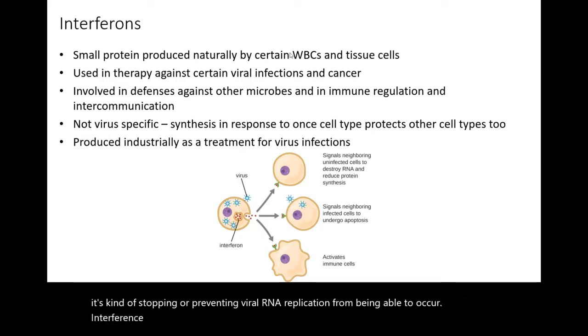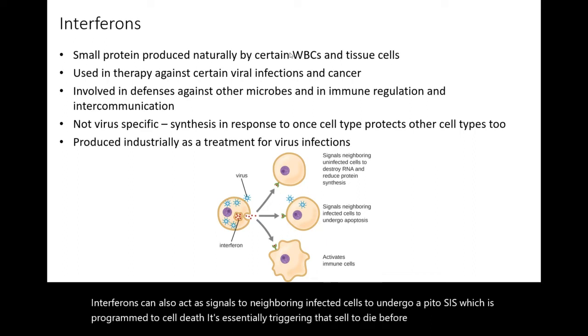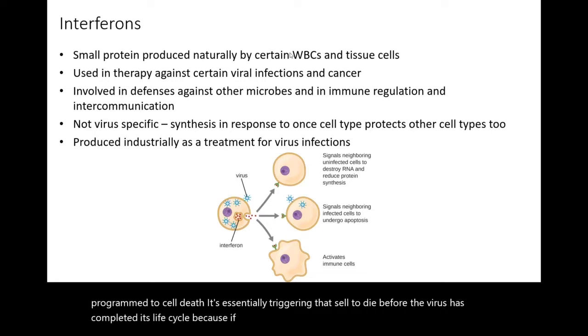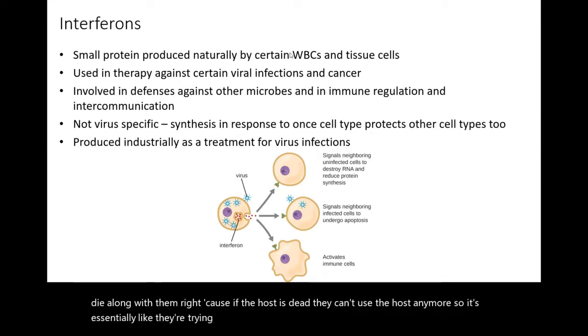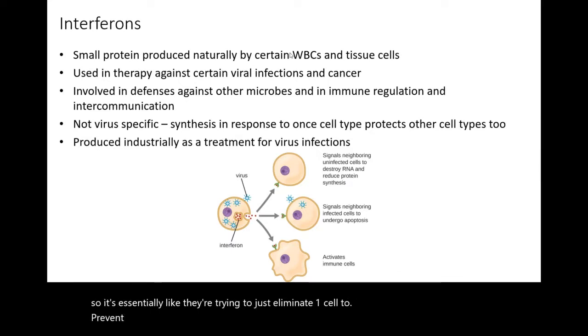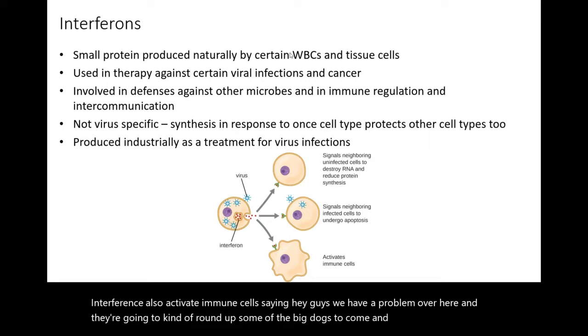Interferons can also act as signals to neighboring infected cells to undergo apoptosis, which is programmed cell death. It's essentially triggering that cell to die before the virus has completed its life cycle. Because if that cell dies before the viruses exit the cell, then the viruses die along with them, right? Because if the host is dead, they can't use the host anymore. So it's essentially like they're trying to just eliminate one cell to prevent the spread of the virus to many other cells. Interferons also activate immune cells, saying, hey guys, we have a problem over here, and they're going to kind of round up some of the big dogs to come and help eliminate the pathogen.